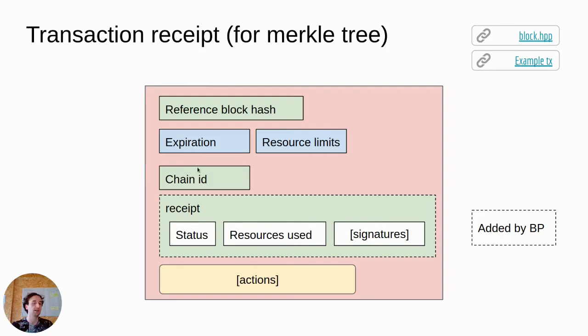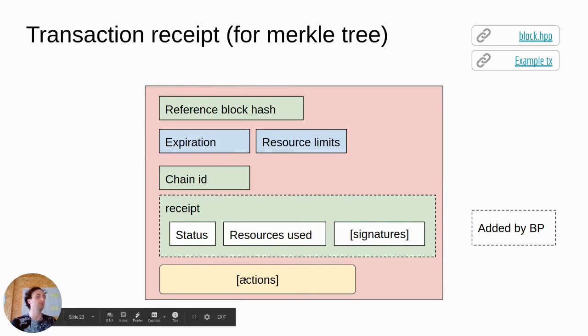It puts the identification hash of the chain itself, so you can't send it to two different blockchains. You can only send it to this blockchain. That's the only place it's valid. And it has a list of all the actions that it wants to execute. So that's what the authorizer sends to the blockchain. And then once it's executed, the block producer creates this receipt. The receipt has the status of whether it was successful or not and how much resources it's billed for. So that's added by the BP.